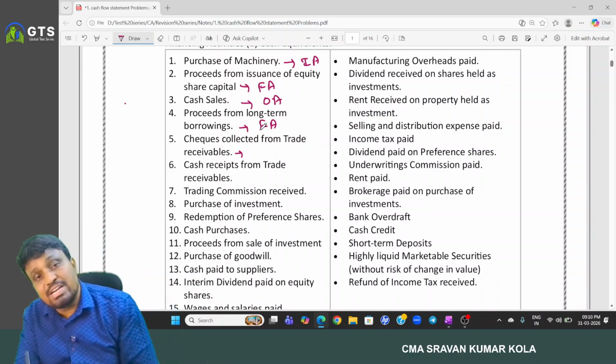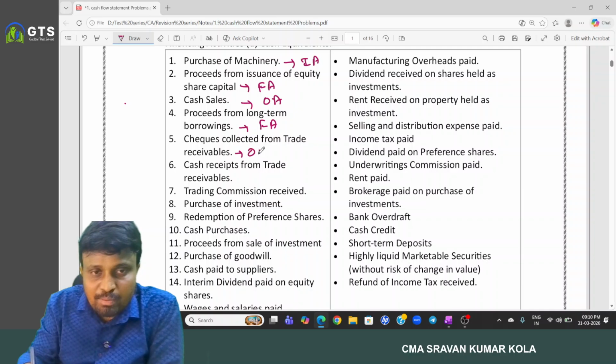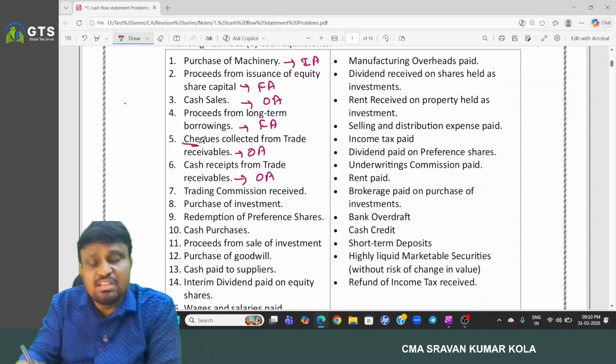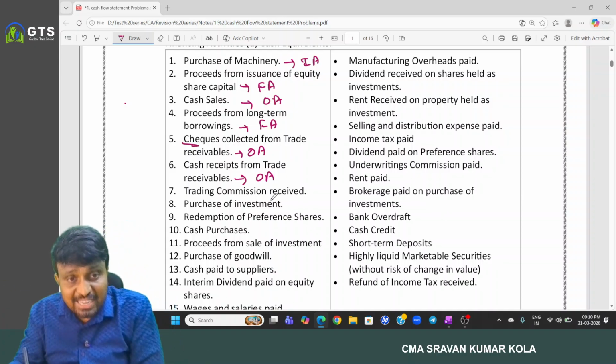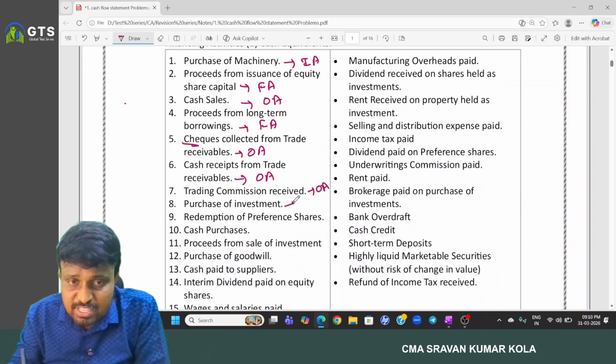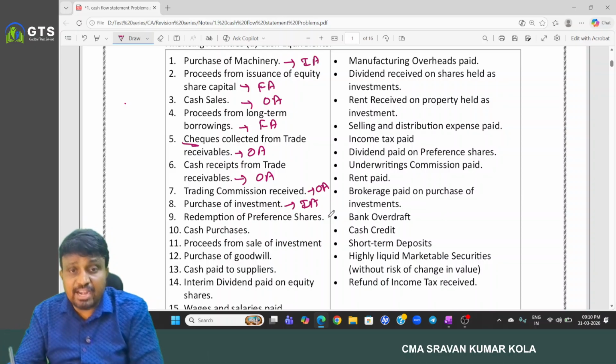Trade receivables are nothing but debtors. Cash collected from debtors is an operating activity. Cash received from trade receivables is operating, because checks are a cash equivalent item. Trade commission received is an operating activity. Purchase of investment is an investing activity. Redemption of preference share is a financing activity.